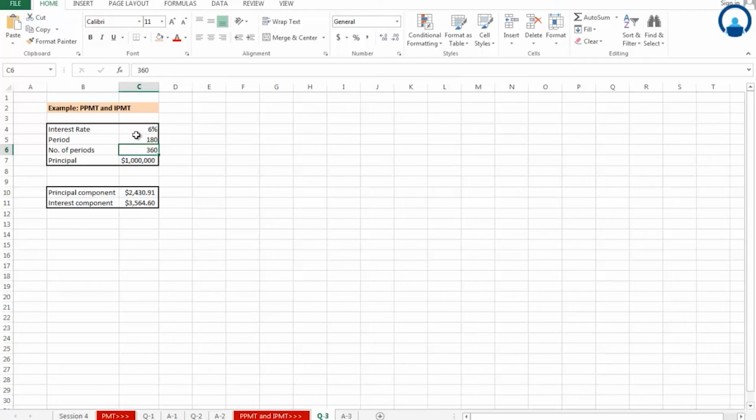Okay, and then at the last, let's change this period to 360, which is the end of the period of your loan. Okay, now if you see, we are paying almost exclusively the principal and practically no interest, right? We are paying very, very marginal interest if you see over here. Okay, so this is how we can calculate the interest and principal component of a loan.